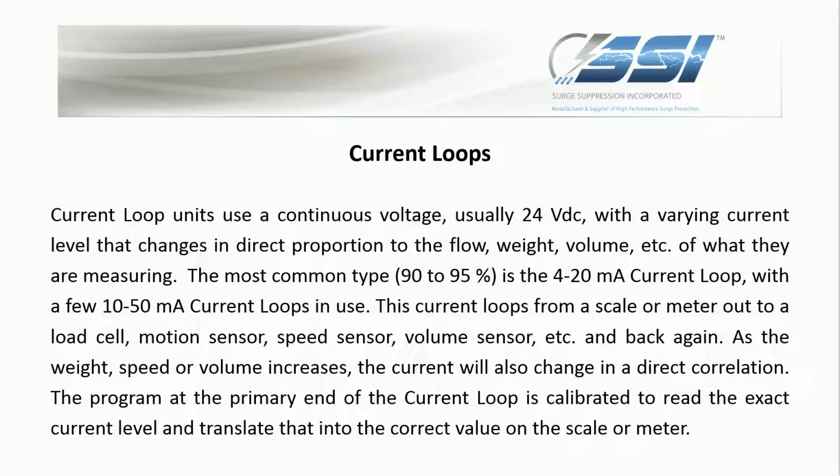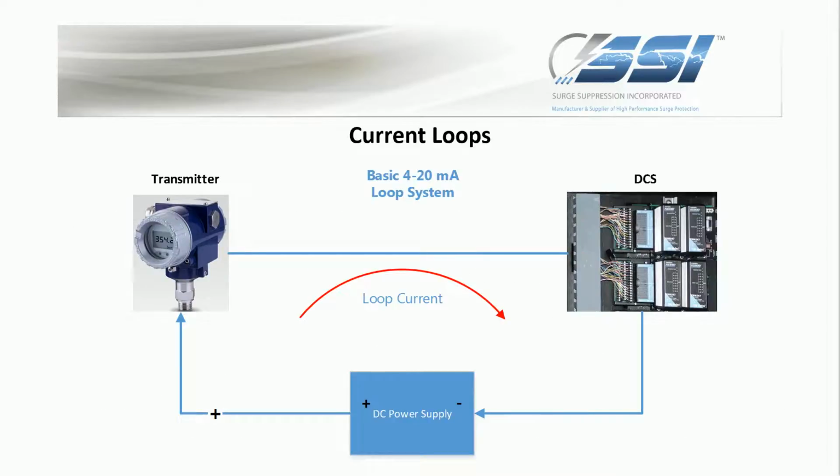The vast majority of current loops in use today are 24-volt DC. The loop runs from the power supply to the sensor, where the current is adjusted between 4 and 20 milliamps. It then flows to the DCS, or Digital Control System, which converts the 4 to 20 milliamp current level to the corresponding level on the scale.